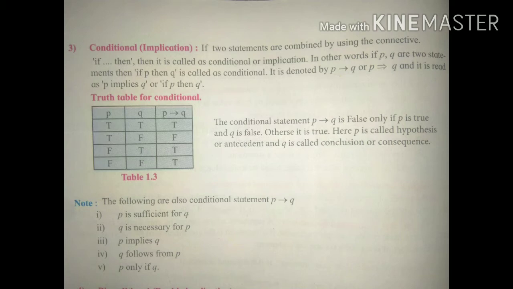In the truth table of conditional, we have to only remember that if P has true value and Q has false value, then the implication of P and Q is false. That means if the first statement is true and the second statement is false, then its implication is false. Otherwise, it is true.